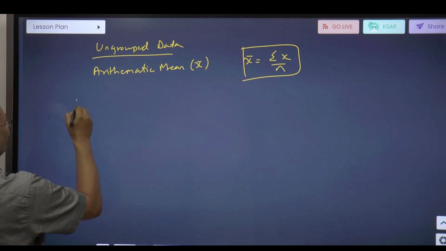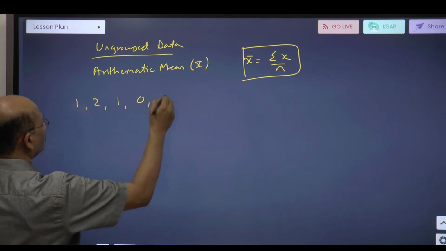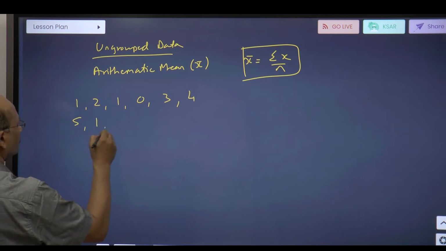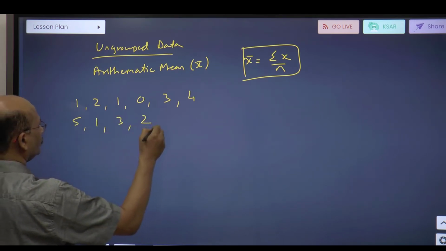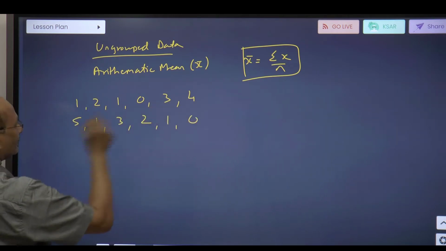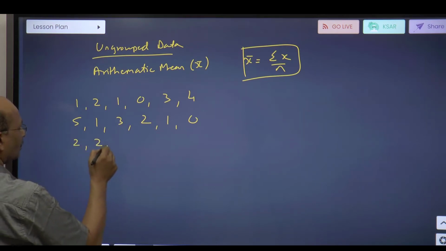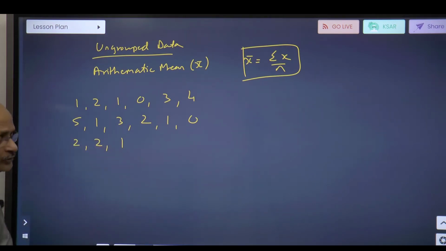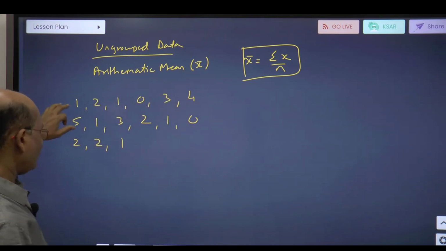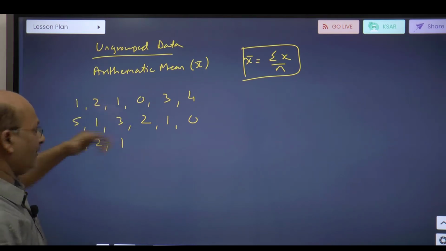Suppose I say 1, 2, 1, 0, 3, 4, 5, 1, 3, 2, 1, 0, 1, 2, 3, 4, 5, 6, 7, 8, 9, 10, 11, 12, 2, 2 and 1. So these are the number of children a family has. The first family has 1 child, the second family has 2 children. So that is the survey I had done.